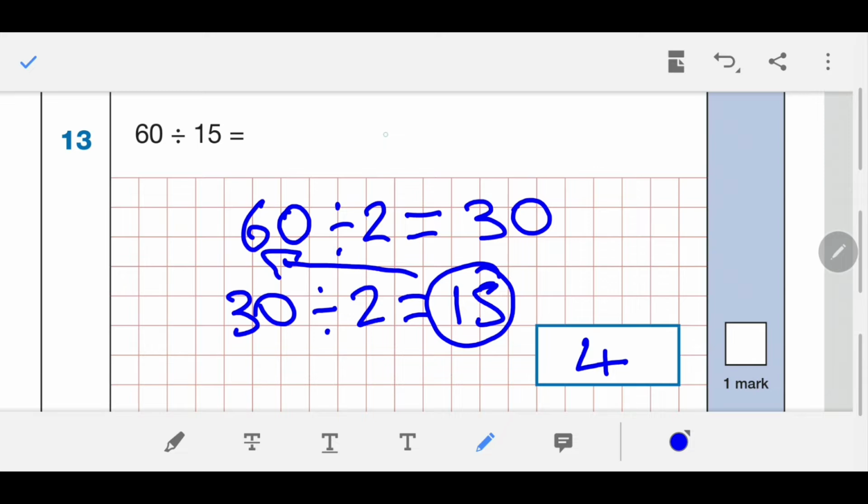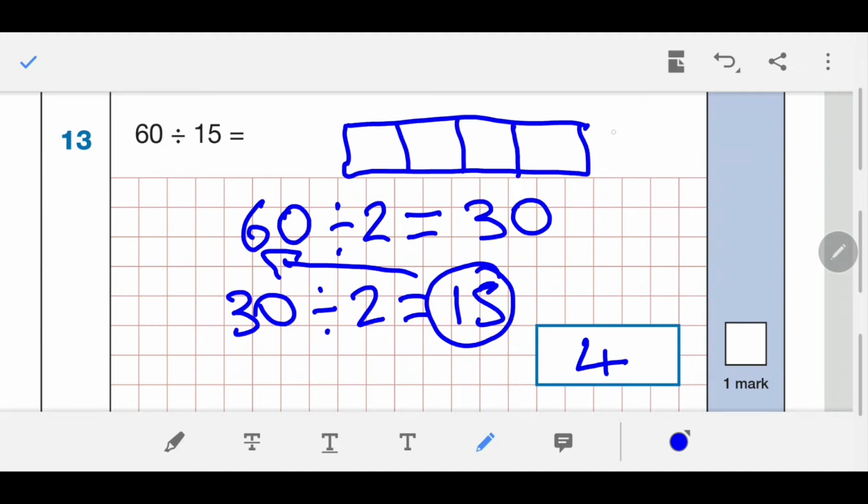I'm going to use something slightly different here, and it's called the Singapore bar method. So if, for example, this is the Singapore bar method. I will be going into this in a bit more detail later on. If the total amount equals 60, each one of these represents 15. Then if you add them together, 1, 2, 3, 4, 4 of those 15s equal 60.